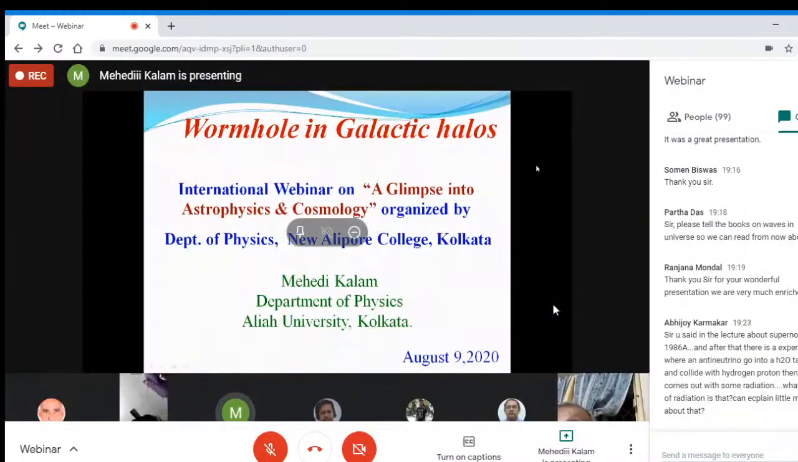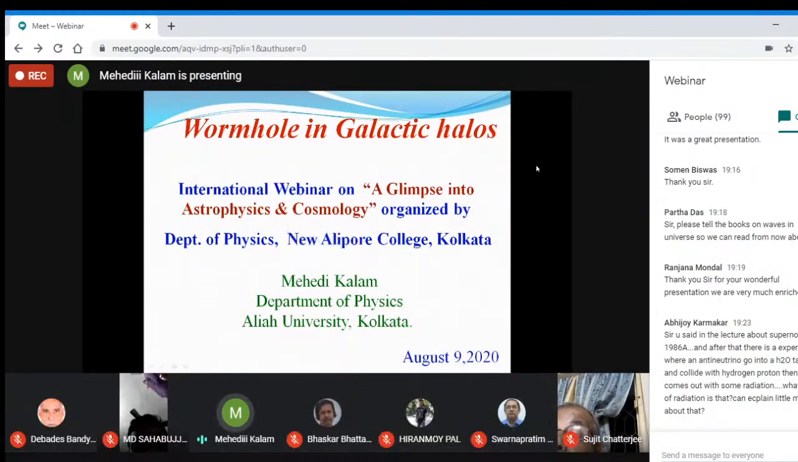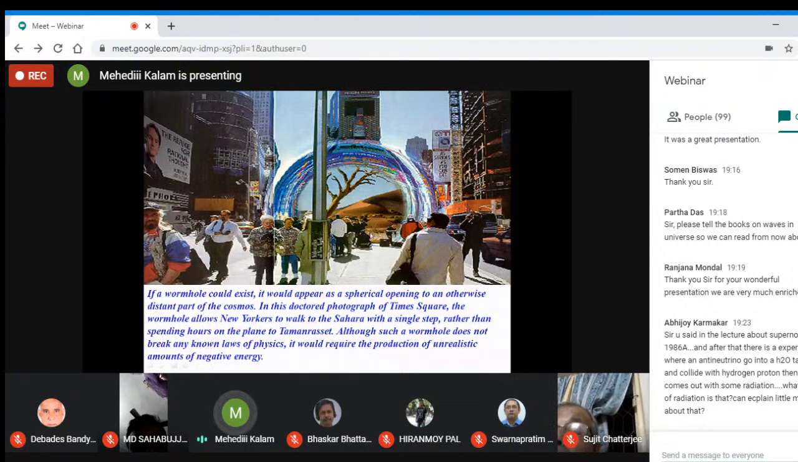At first, I want to explain lucidly what a wormhole is. You see here a photograph. One side is Sahara, another side is Newark. If one traveler wants to go from Sahara to Newark, if a wormhole exists, then with a single step the traveler can travel from Sahara to Newark rather than a hectic journey. Mind that, if a wormhole exists.